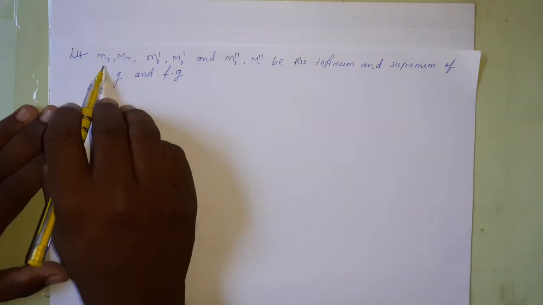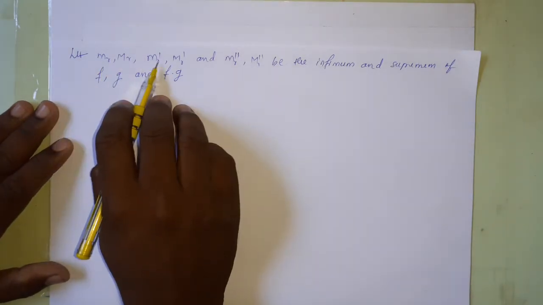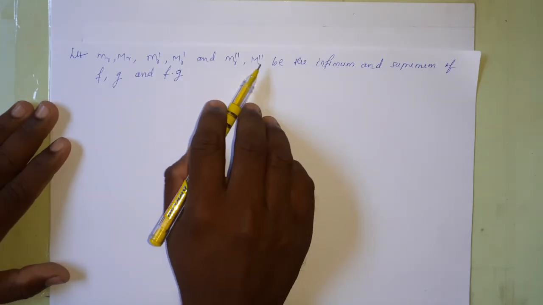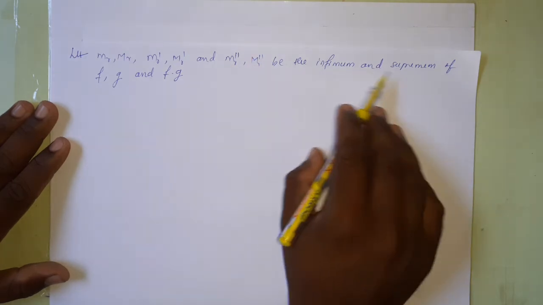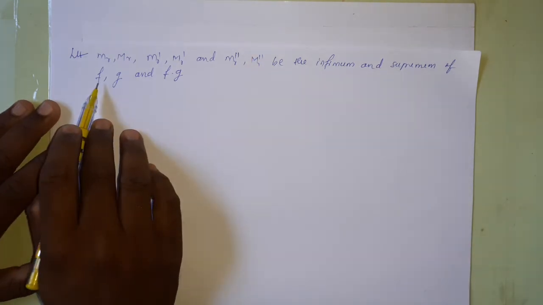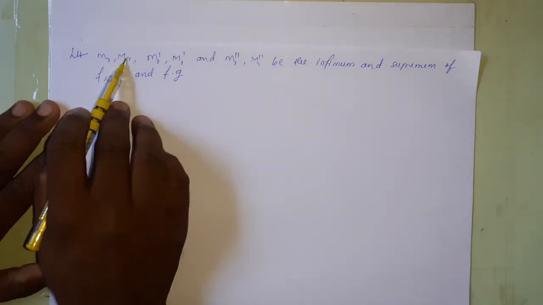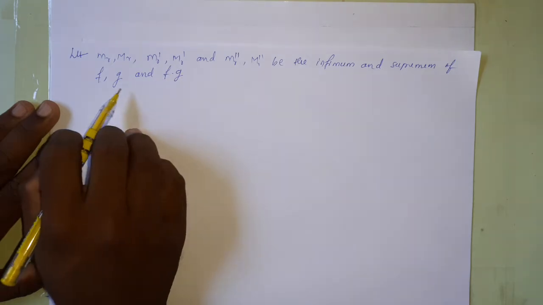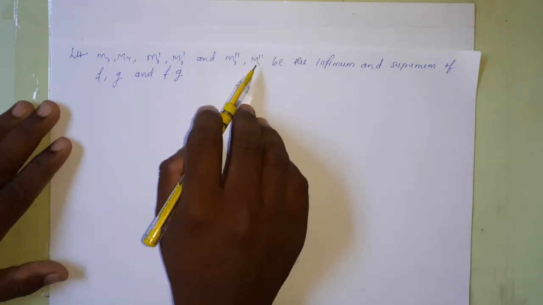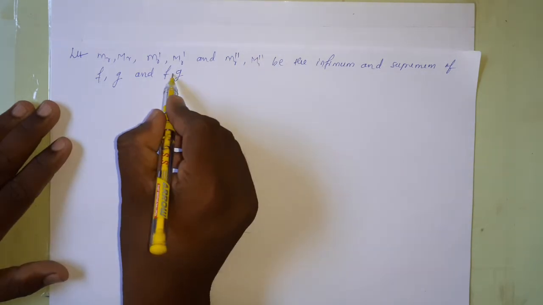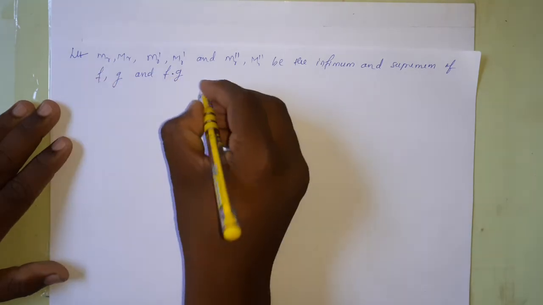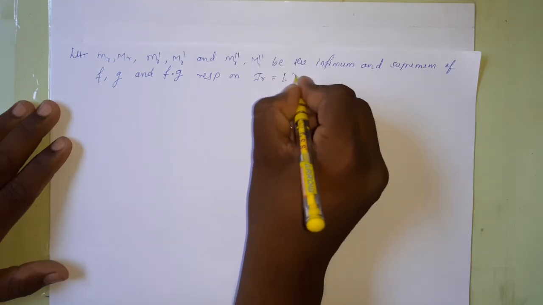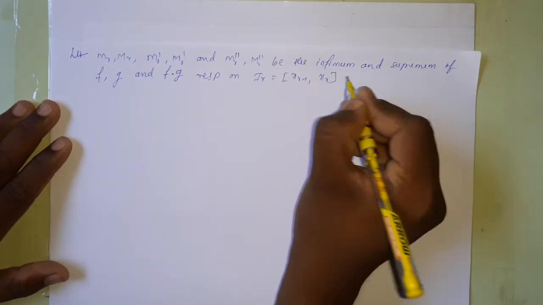Now here small m_r, capital M_r, m_r dash, capital M_r dash, and m_r double dash, capital M_r double dash be the infimum and supremum of the function f, means here m_r and M_r, these are the infimum and supremum for the function f, m_r dash, capital M_r dash, these are for g, and m_r double dash and M_r double dash, these are for the function f into g respectively on rth subinterval, which is equal to x_{r-1} to x_r.